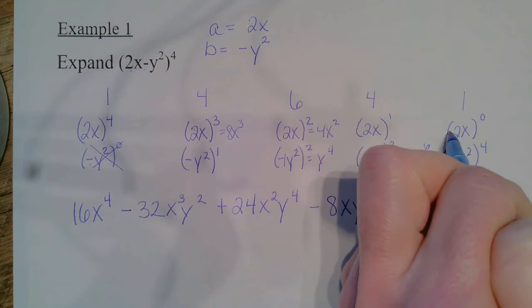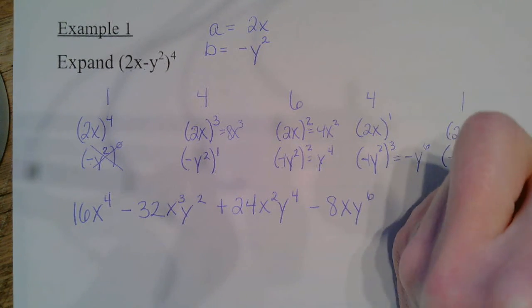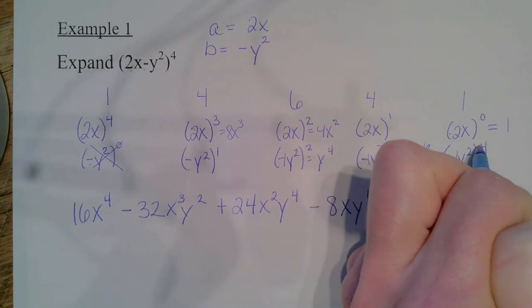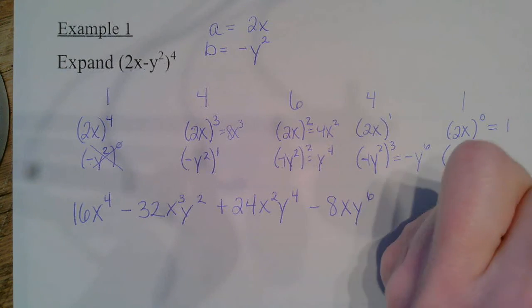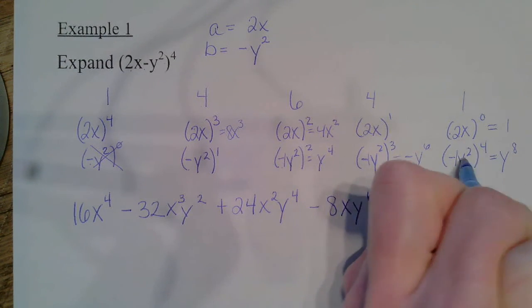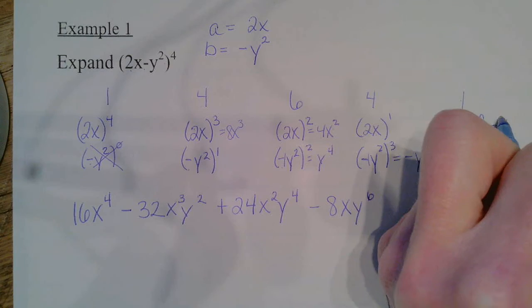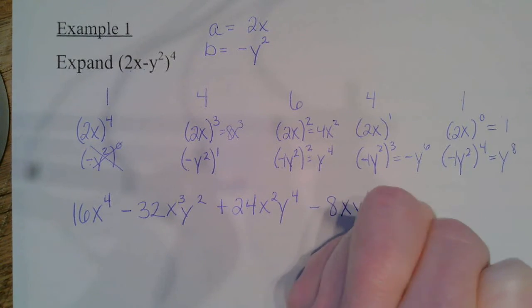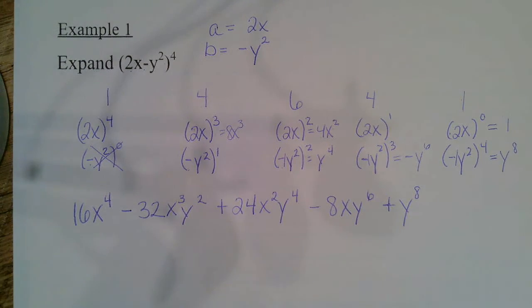And finally, 2x to the 0 is just going to equal 1. Negative 1 to the fourth is just going to be a positive 1, so a y to the 8th then. 2 times 4 is 8. 1 times y to the 8th is going to be y to the 8th.